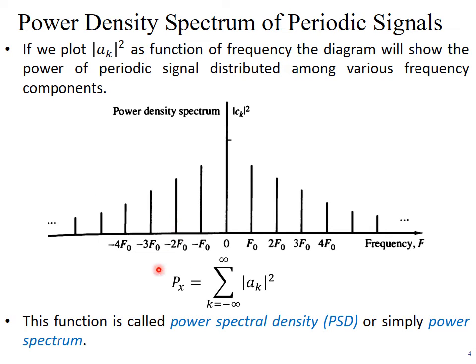This function is called the power spectral density function, PSD. This is the terminology, quite often used in literature: power spectral density, or PSD. So this is the PSD of any periodic signal. It is also called the power density spectrum, or sometimes the power spectrum, or power spectral density, or PSD.